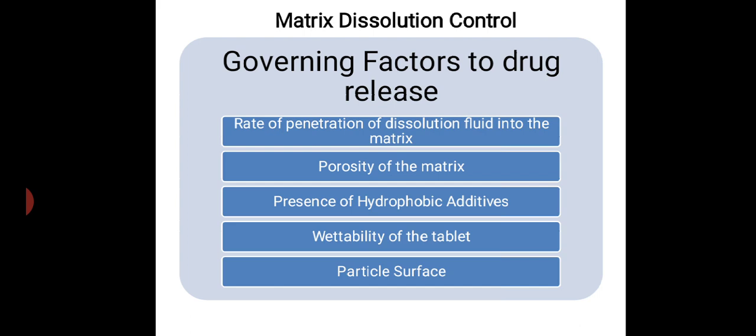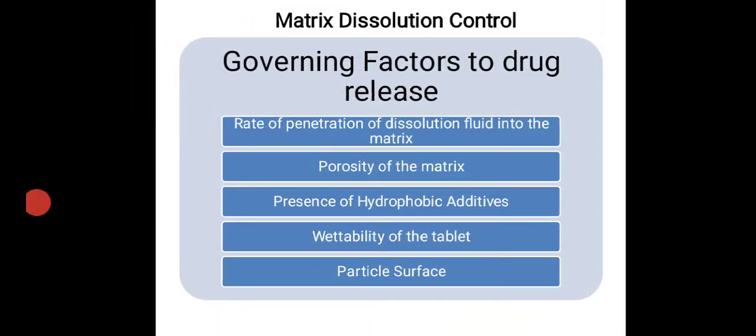In case of the matrix dissolution control system, the tablet is made with any of the matrix polymers. Into these polymers, the dissolution fluid or the gastric fluid has to slowly penetrate and enter inside the matrix. Once it reaches inside the matrix, it slowly dissolves the drug and releases it out of the delivery system.